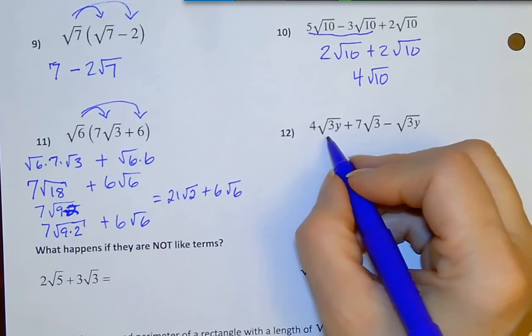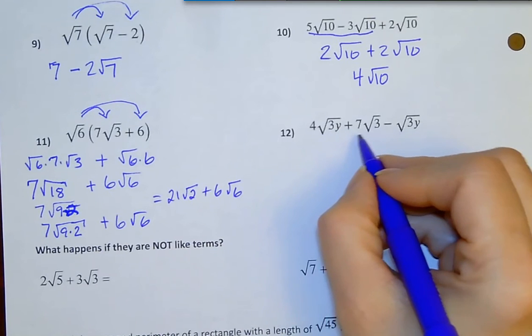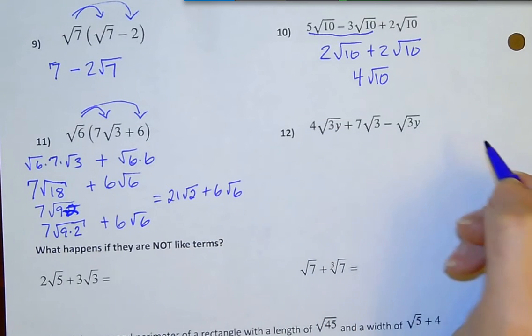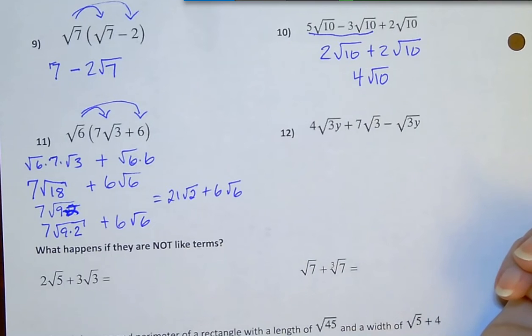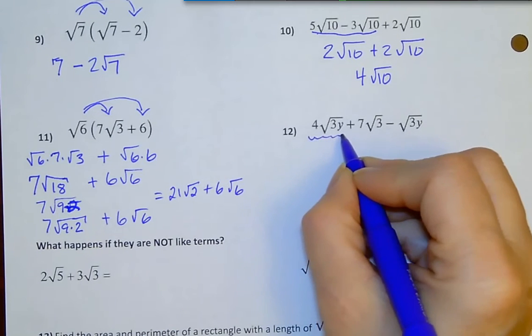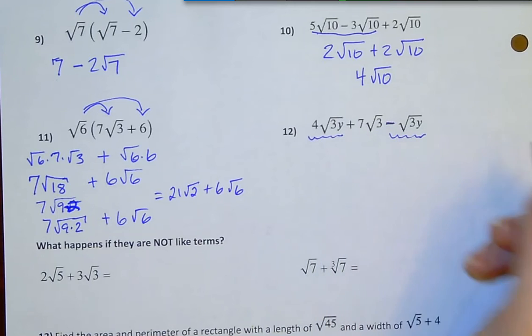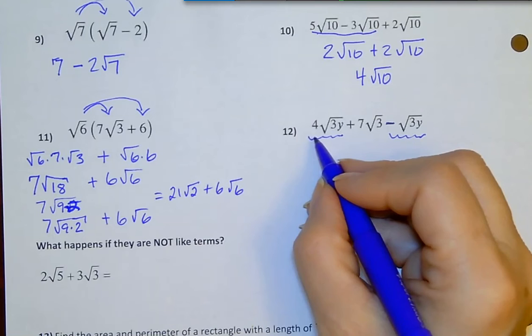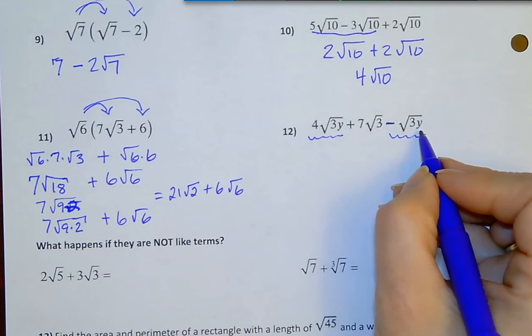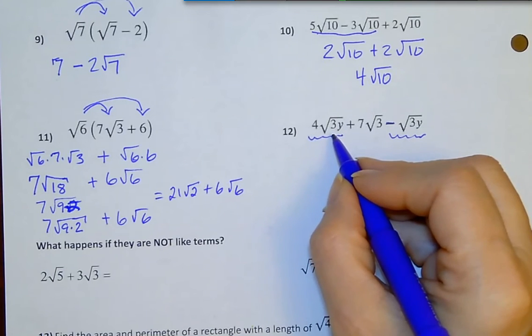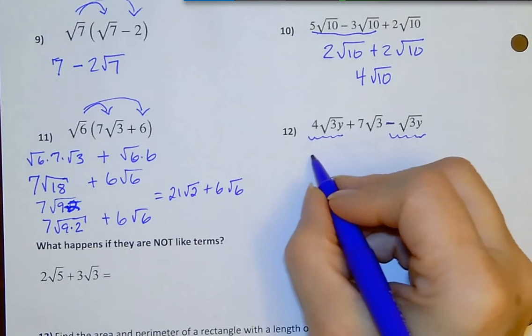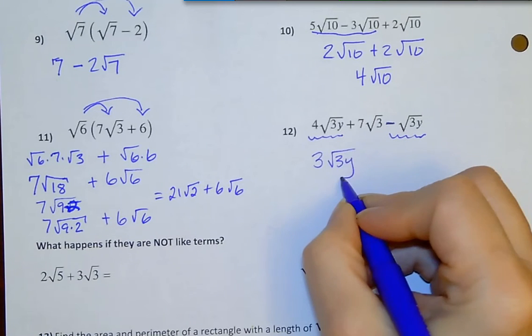Okay, over here I have 4 times the square root of 3y plus 7 times the square root of 3 minus the square root of 3y. Remember, the index has to be the same and the radicand has to be exactly the same. So the only like terms that I have are these guys right here. This negative is glued to the term that follows it. So I have 4 of these minus 1 of them. So I have 4 roots of 3y minus 1 root of 3y is 3 times the square root of 3y.